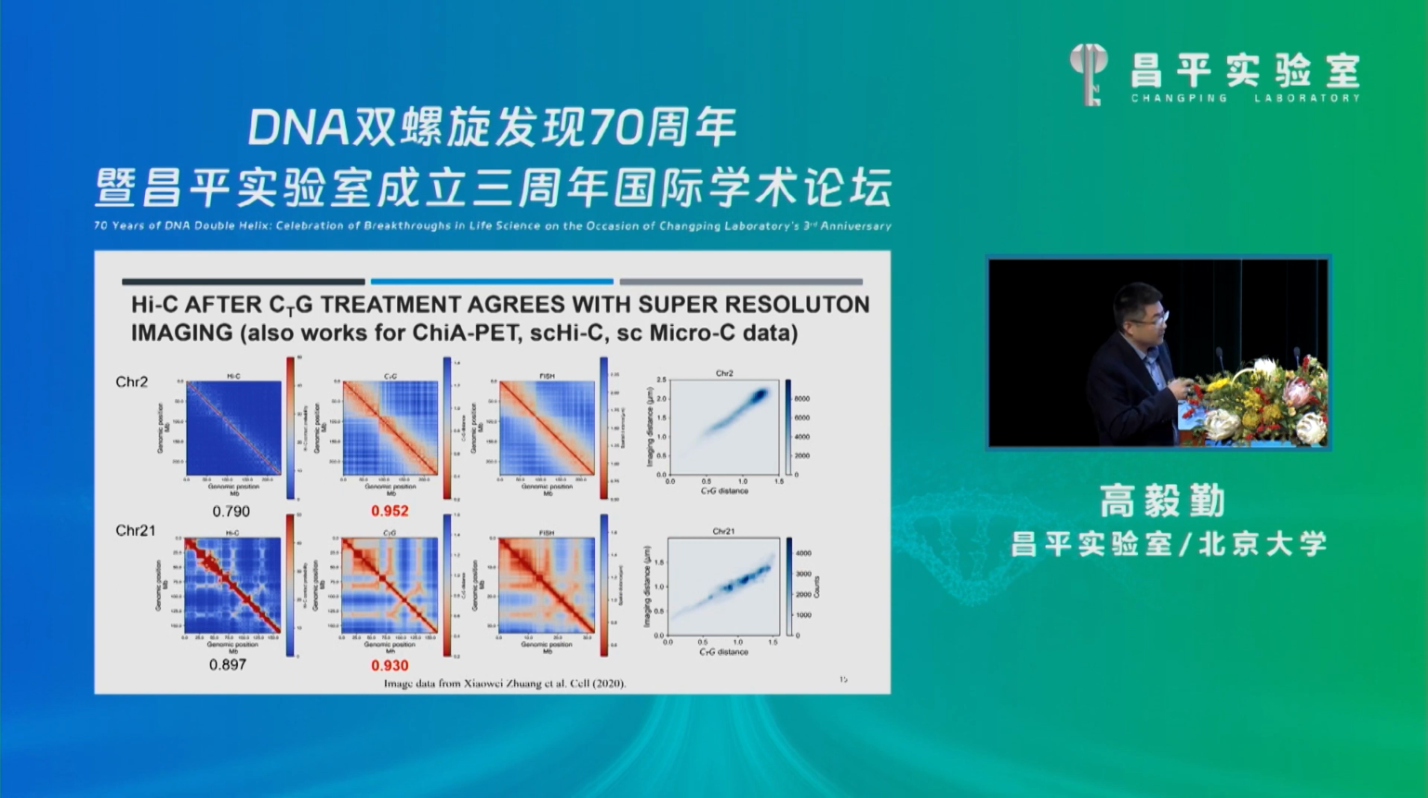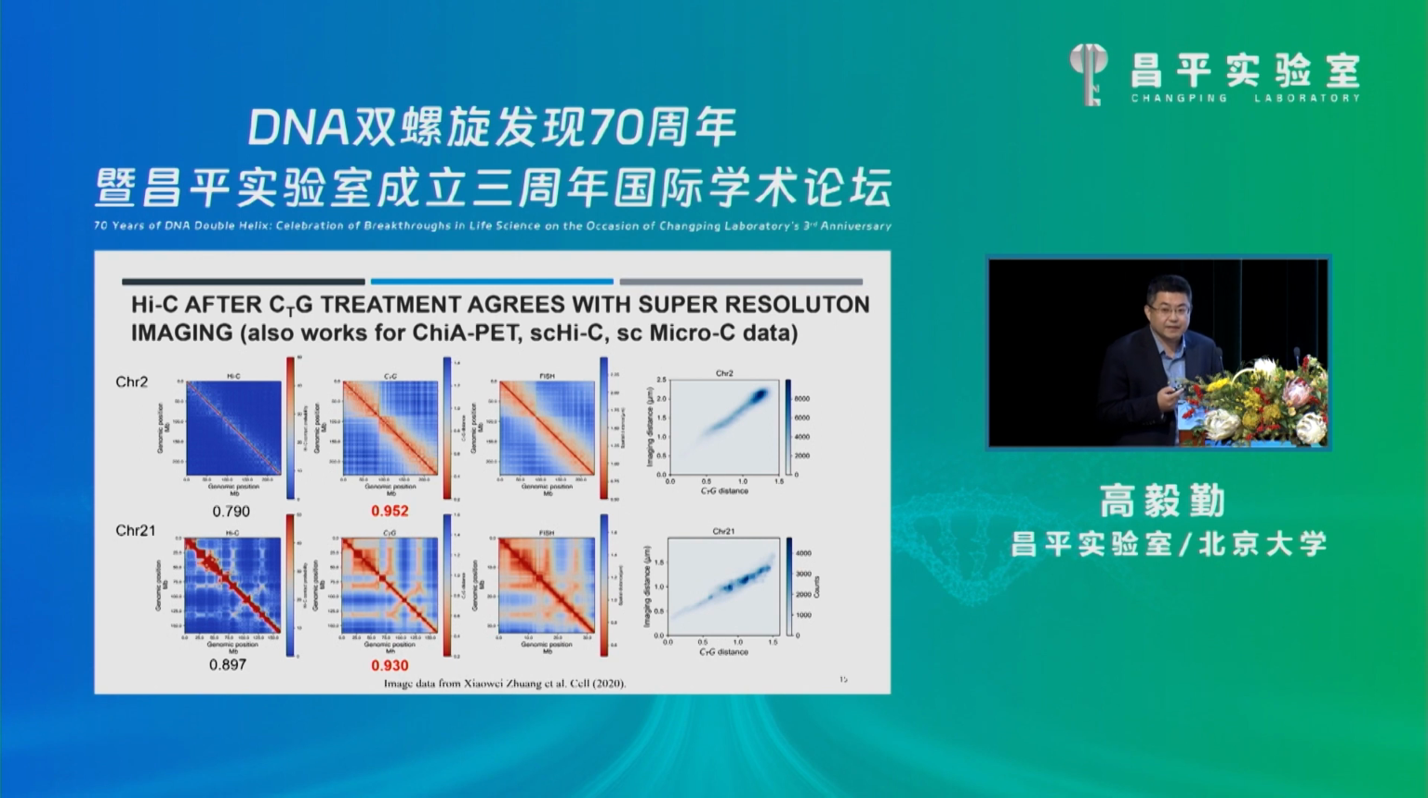But if you now use our method to treat the Hi-C data, you get the CTG matrix, as we call it. You see there's a very good correspondence between the CTG matrix and the high resolution imaging data. And in terms of distance, there's also very good correlation. The method is designed to treat sparse data, so it works equally well for ChIA-PET, single-cell Hi-C, micro-C, even single-cell micro-C data.